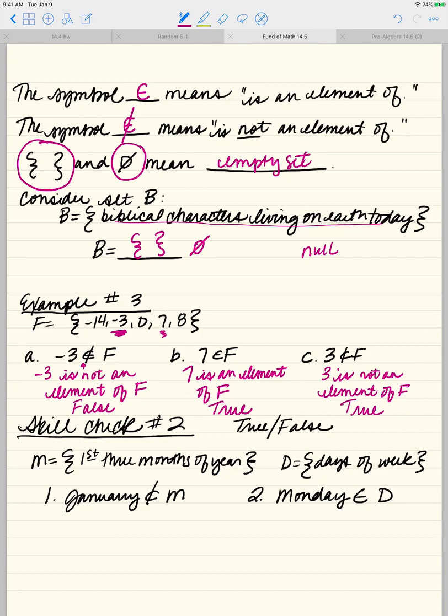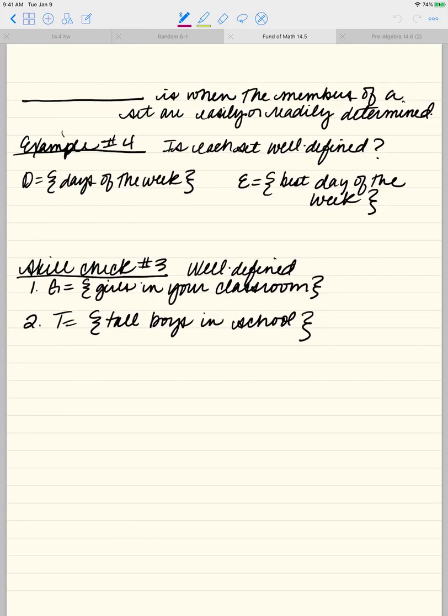Okay? Skill check number 2, true or false. Number 1, January is not an element of M. Set M is the first 3 months of the year. January is not an element of M. That is false, because January absolutely is in one of the first 3 months of the year, okay? Number 2 says Monday is an element of D. Set D is the days of the week. Is Monday a day of the week? It sure is. So that is true, okay?